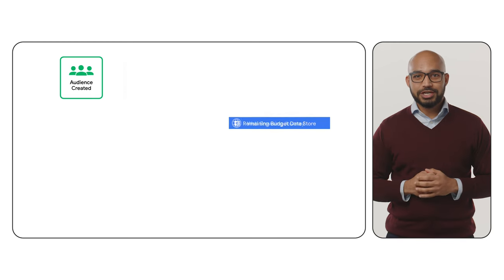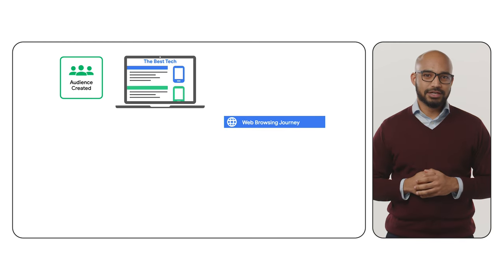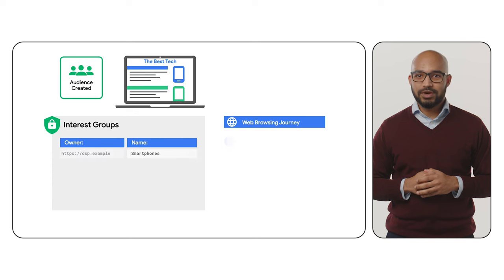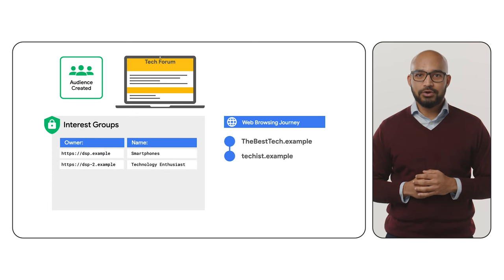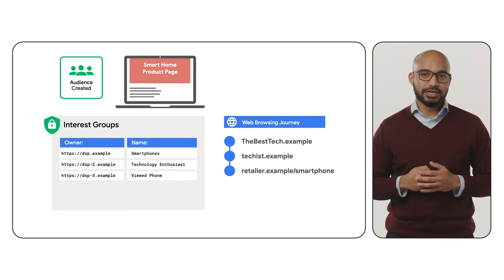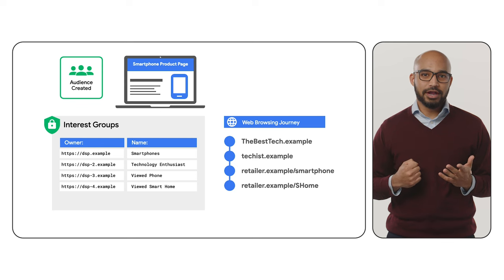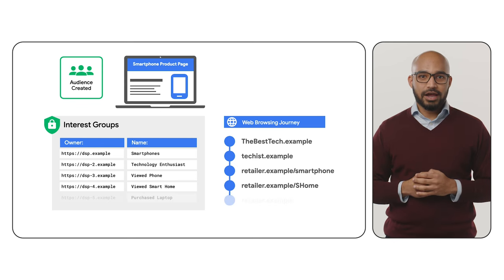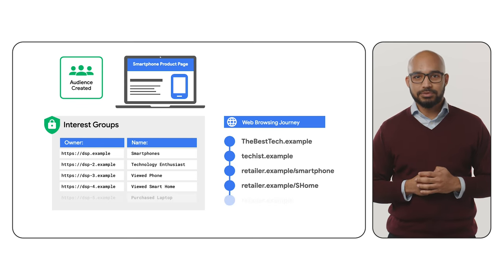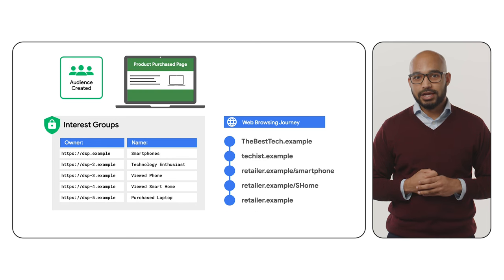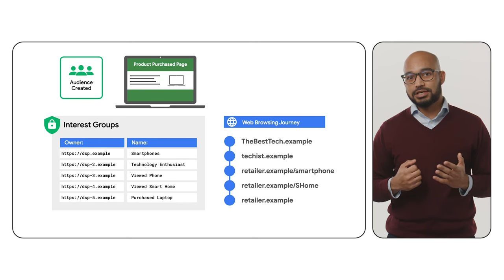So I just walked through the creation of one audience on the product review side. Now, as their browser goes around the web, their activity may provide other signals for their interests. Perhaps they go to a tech forum, and that's a signal that they're a tech enthusiast. Or they're looking at specific product pages, like a specific smartphone or a smart home device. And those companies may be interested to re-engage with them. Or maybe they purchase a laptop online, and that's a signal for their interest.